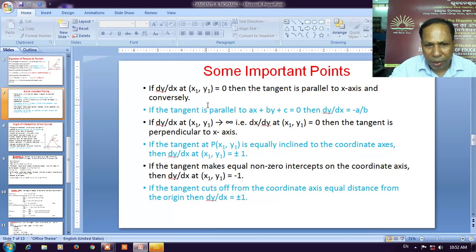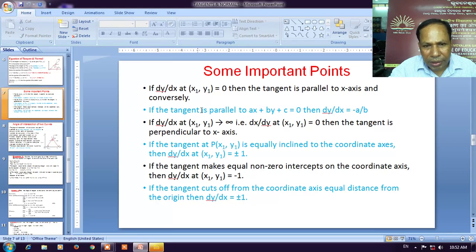Now some of the important points that need to be remembered for getting the equation of tangent and equation of normal. Some of the conclusions here: dy/dx at the point (x1, y1), if it is 0, then the tangent is parallel to the x-axis. Conversely, if the tangent is parallel to the x-axis, then its slope must be equal to 0, because if two lines are parallel, then their slopes are equal, and the slope of the x-axis is 0. So slope of tangent equal to 0 means slope of tangent equals slope of x-axis. So naturally the tangent must be parallel to the x-axis.